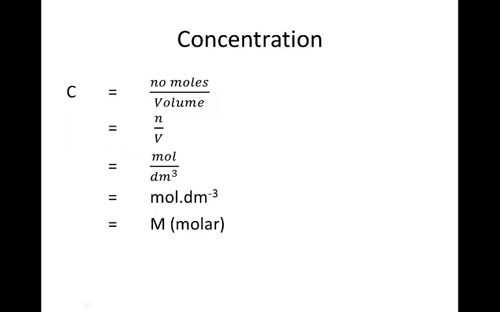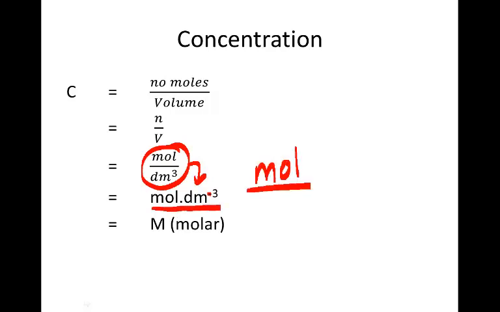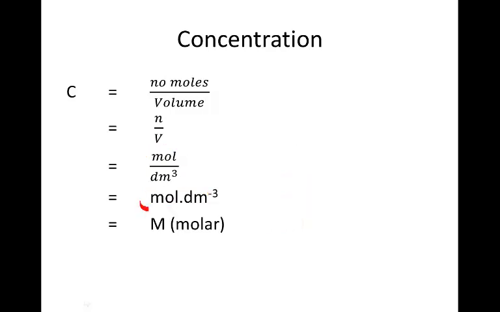The unit of number of moles is mole. The unit of volume is decimeter cubed. So the unit of concentration is mole per decimeter cubed, which can be written as mole dot decimeter to the minus 3. That minus means that decimeter cubed should be at the bottom of the fraction, below the division line. A short way to write mole per decimeter cubed is just plain M, molar. So the unit of concentration is the molar, and molar is mole per decimeter cubed.